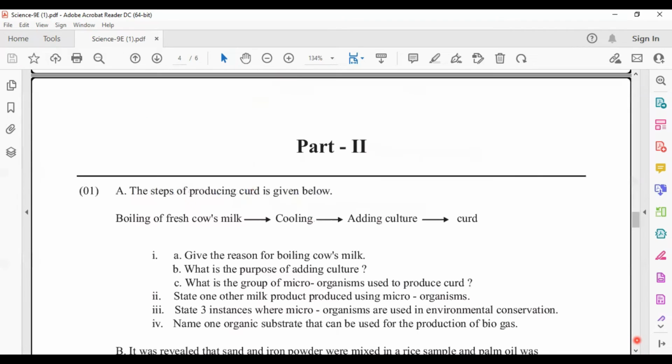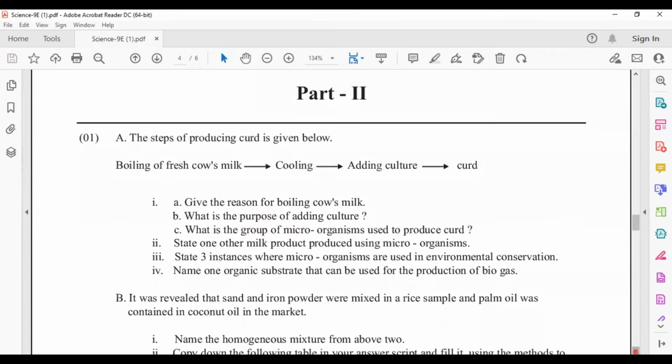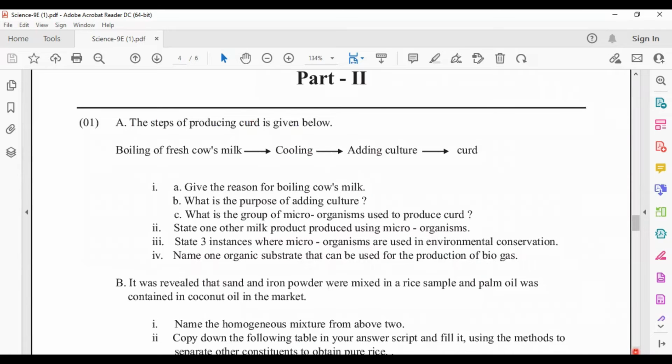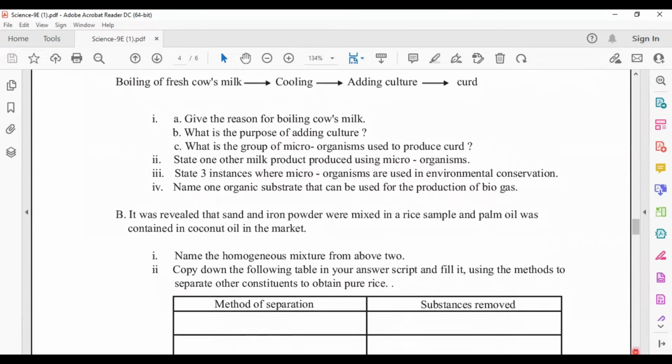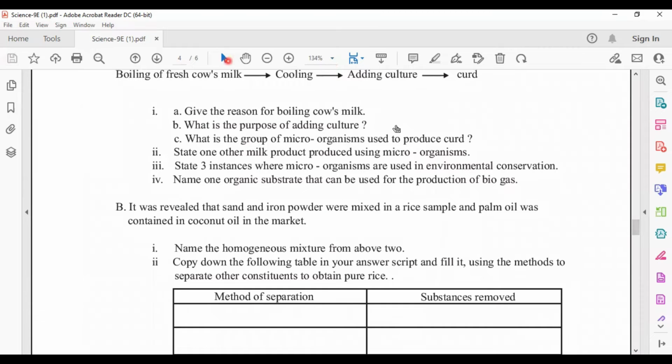Now we will move to part 2 of this paper. First question. The steps of producing curd are given below: boiling of fresh cow's milk, cooling, adding culture, and then the curd can be taken. Give the reason for boiling cow's milk. The answer, to destroy unfavorable microorganisms.